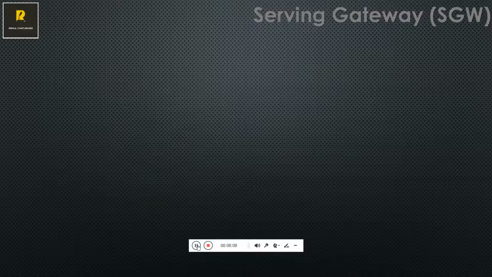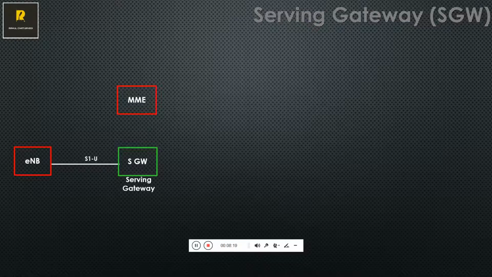Coming to the serving gateway, SGW. Starting from the eNode B, its S1-U is connected with the serving gateway, and the serving gateway is connected with the P gateway by the S5 and S8 interfaces, and by the S11 interface between the MME and S gateway. So as I have highlighted, the serving gateway.